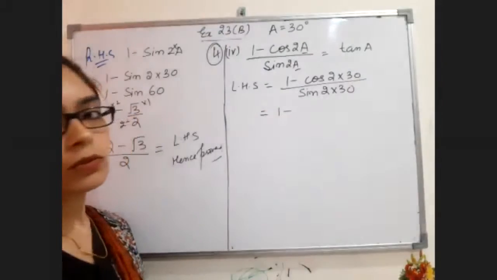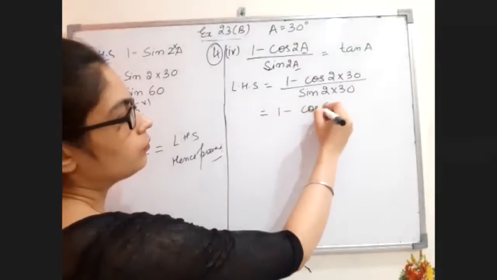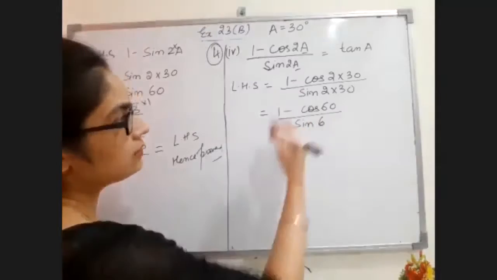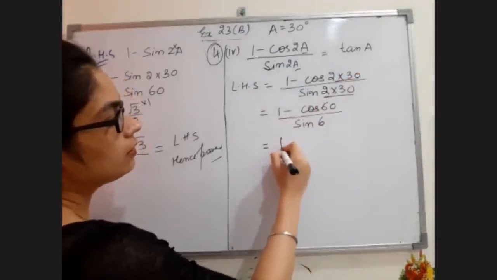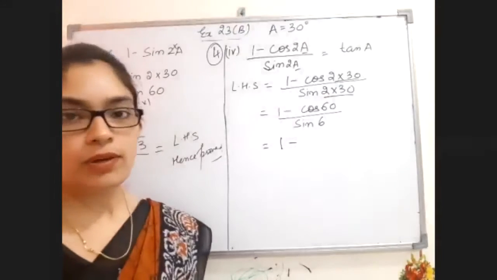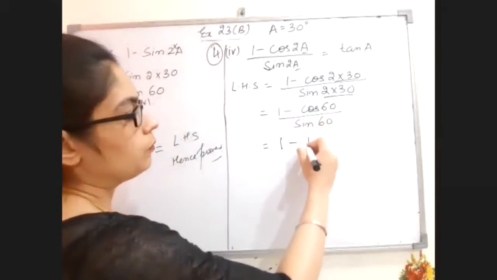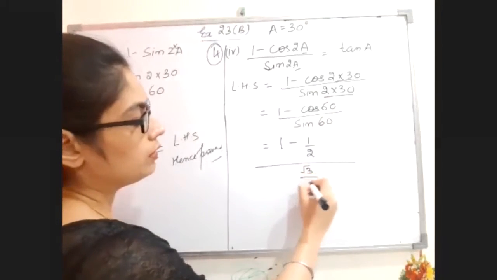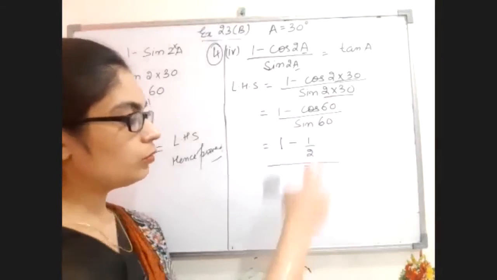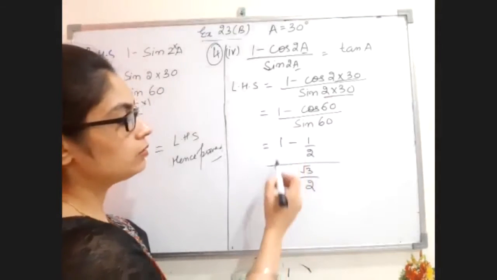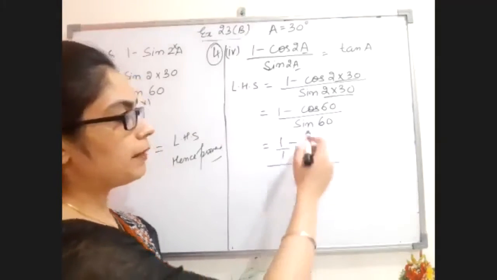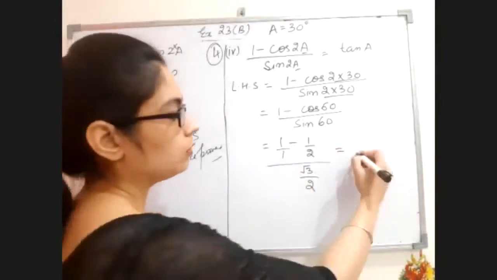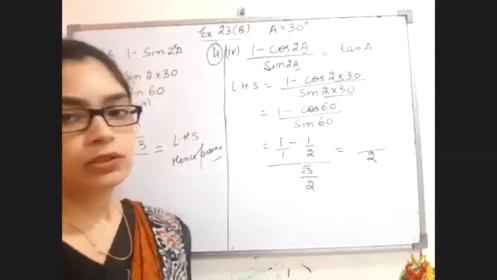So 1 minus cos 60 by sin 60. So 2 into 30 is 60. What is the value of cos 60? 1 by 2. And sin 60 is root 3 by 2. So these two fractions are there, but this one we have to solve first. So 1 we can write 1 by 1, minus 1 by 2. LCM we have to take. So what will be the LCM? 2, ma'am. So in the numerator, what should I write?